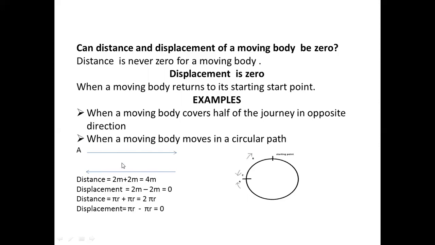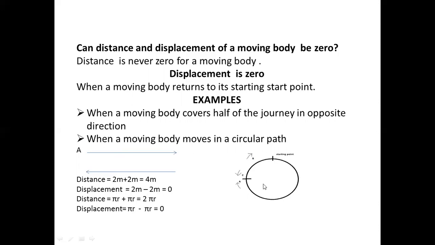Over here we have two distances. The final answer is 4 meters, but displacement is zero because the second displacement is in the opposite direction to the first displacement. So displacement will be equal to 2 meters minus 2 meters. The answer is zero. The second case when displacement is zero is when a moving body moves in a circular path.